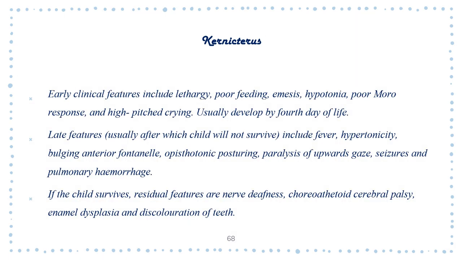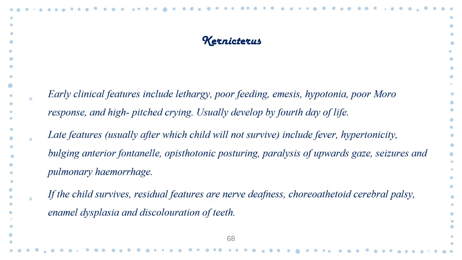How does a baby present? The early features will be a very irritable baby who's tired, having poor feeding, vomiting, hypotonia, poor Moro's reflex, and high-pitched crying. And this usually develops by the fourth day of life, by the time the basal ganglia is very much affected.